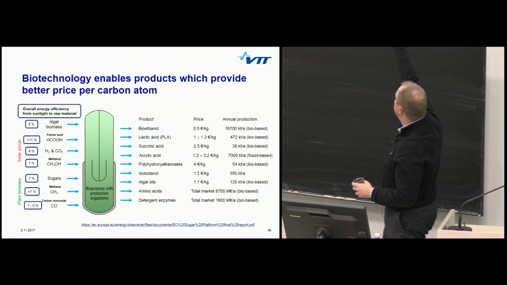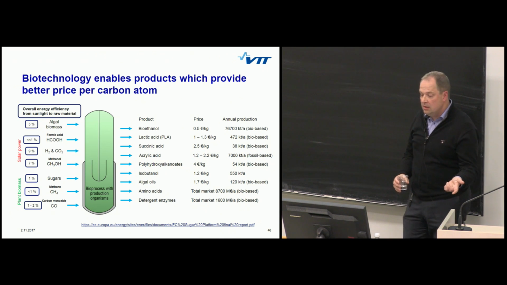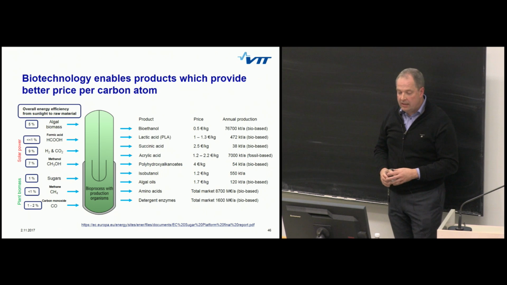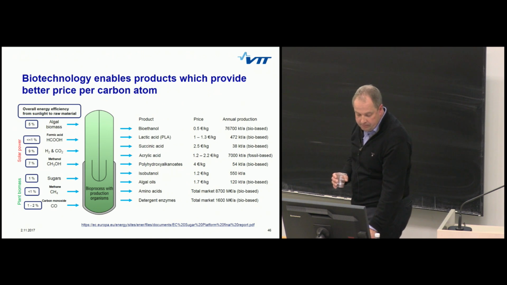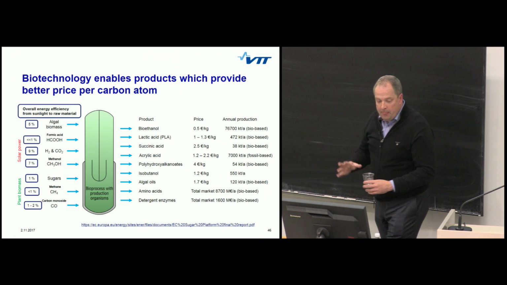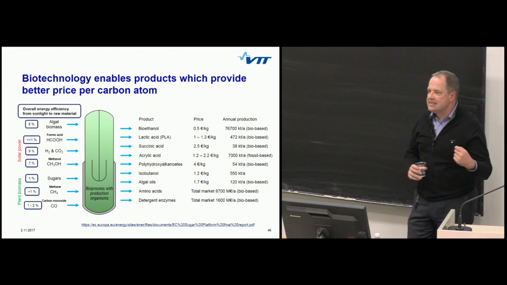And here are just some of the products that you can make out of it, either energy products or more advanced chemical products. You can also see some of the amounts that are produced. This is just to give you an idea of the routes and their efficiencies, and what is being studied at the moment.